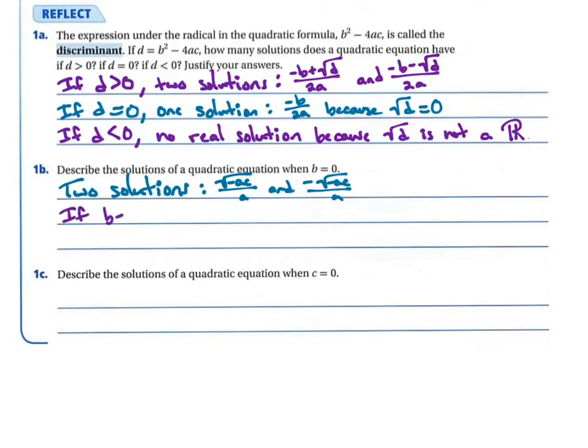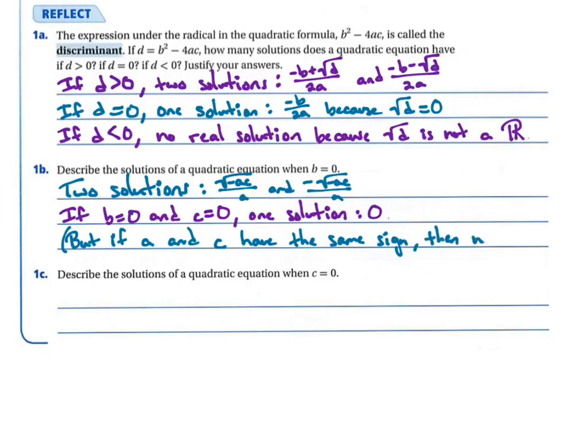What if, however, b equals 0 and c equals 0? Well, then we only have one solution, which is 0. And if you think about it, if this was 0, then we would have 0 minus 0 over 2a. However, we do need to know that if b is 0 and a and c have the same sign, then there's no real solution. Because think about it, then we would have the root of a negative number. If a and c were the same sign, we would have root negative ac, which would be a negative number, and we would have not a real solution.